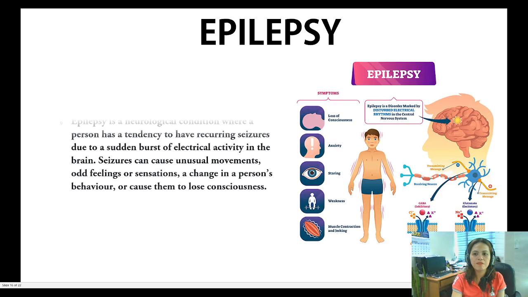We also have here epilepsy. So, what is epilepsy and its symptoms? Epilepsy is a neurological condition where a person has a tendency to have recurrent seizures due to a sudden burst of electrical activity in the brain. Seizures can cause unusual movements, odd feelings or sensations, a change in a person's behavior, or cause them to lose consciousness.